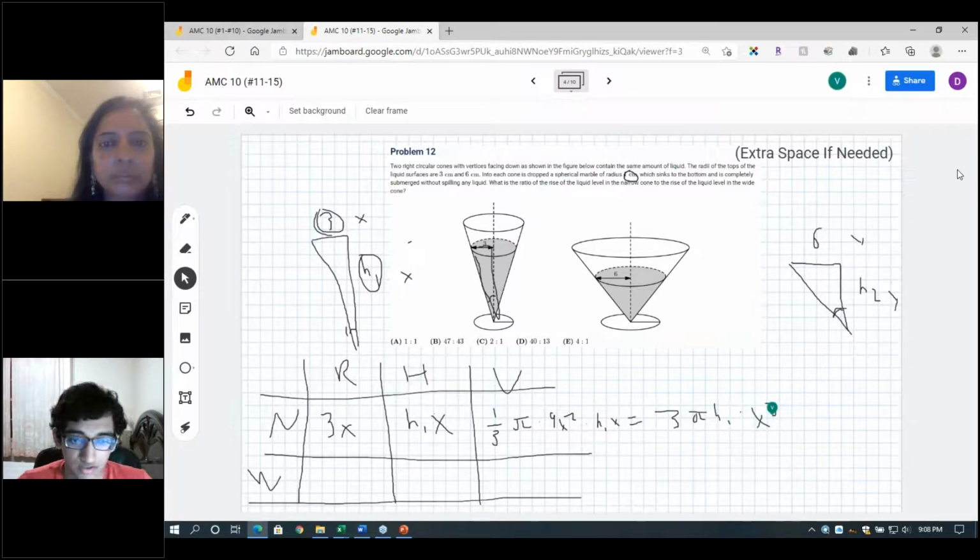You can use the same exact logic for the wide cone. We have 6y, and the height would be h2y. And use the same formula again. We get 1/3 pi 36 y squared times h2 times y, and we get 12 pi h2 times y cubed.